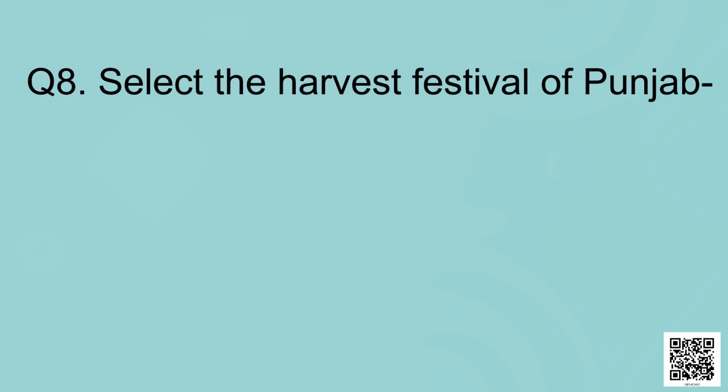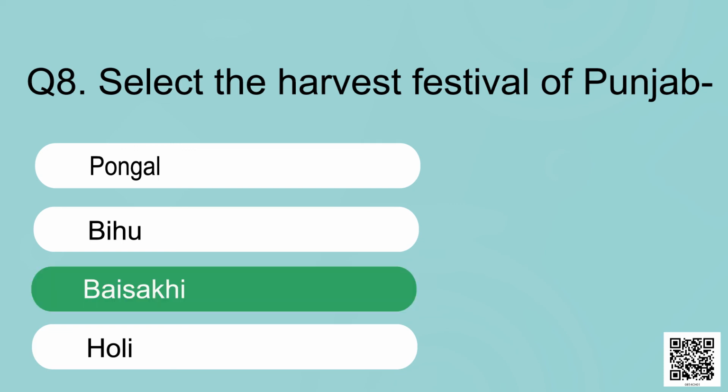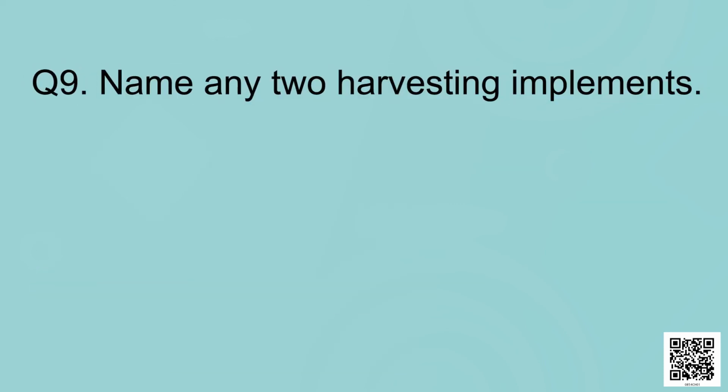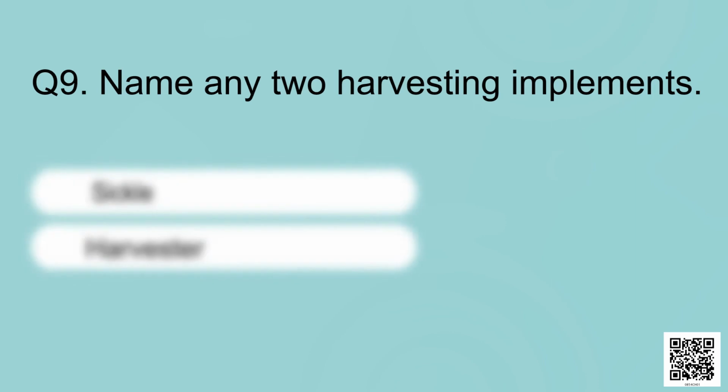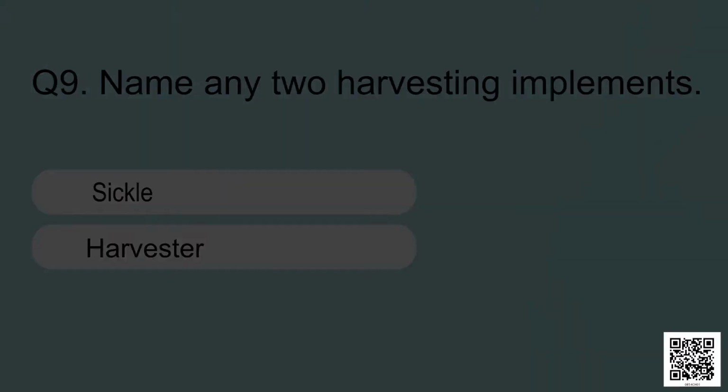Select the harvest festival of Punjab. Options are Pongal, Bihu, Baisakhi, Holi. True. The answer is Baisakhi. Now, name any two harvesting implements. Answer is sickle and at large scale harvester.